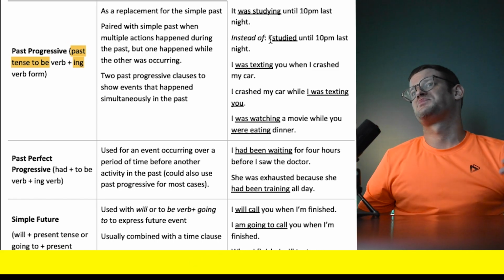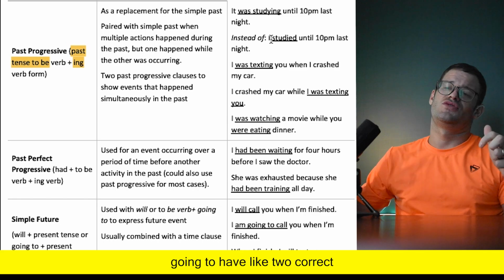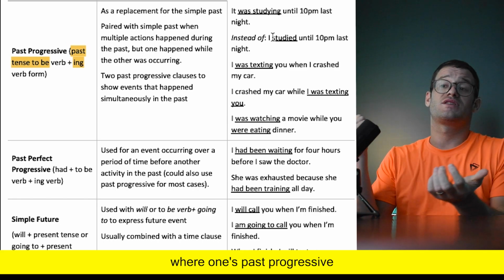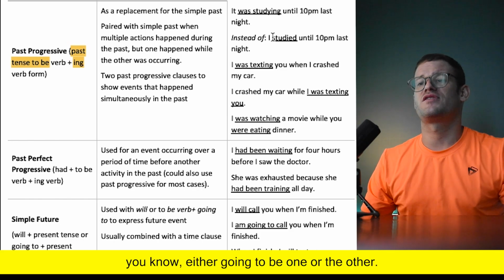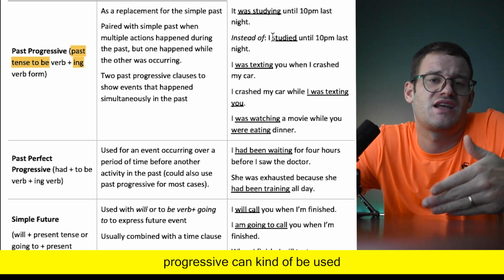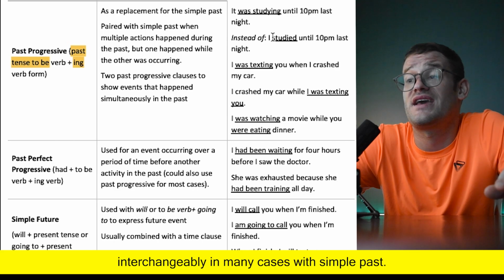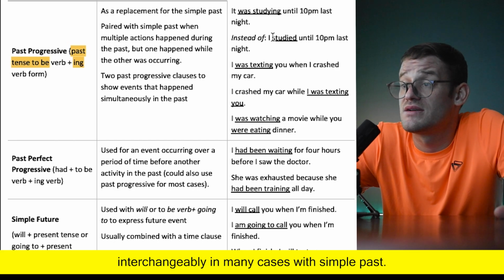Last night. The SAT is not going to have two correct answer choices where one's past progressive and one is simple past. It's either going to be one or the other, but just keep in mind past progressive can be used interchangeably in many cases with simple past.